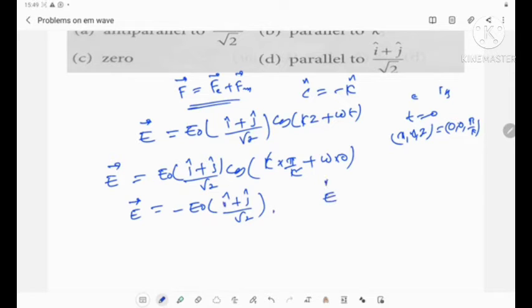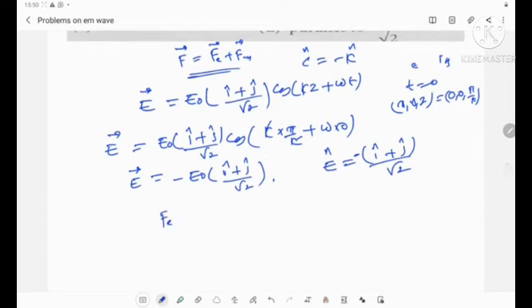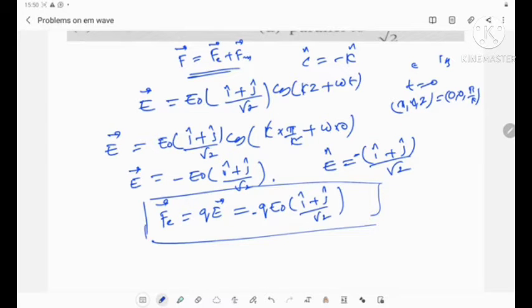From this, the unit vector of the electric field, E cap, is equal to (i cap plus j cap) by root 2. Here the minus sign is separate; this is the unit vector. Therefore, the force acting due to the electric field, Fe, is equal to Q into E bar, which is minus Q E naught into (i cap plus j cap) by root 2. This is the force due to the electric field.